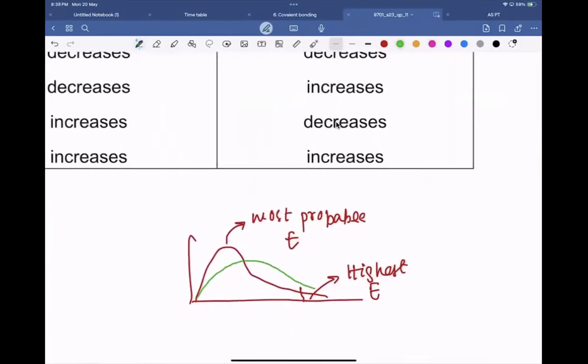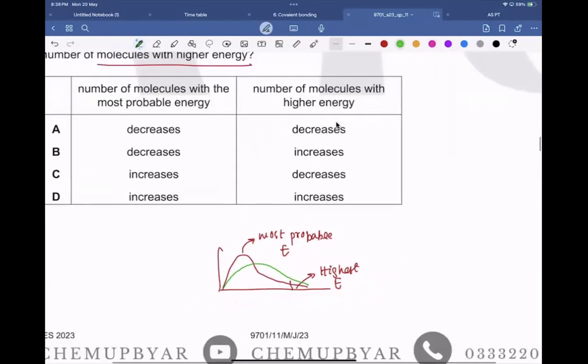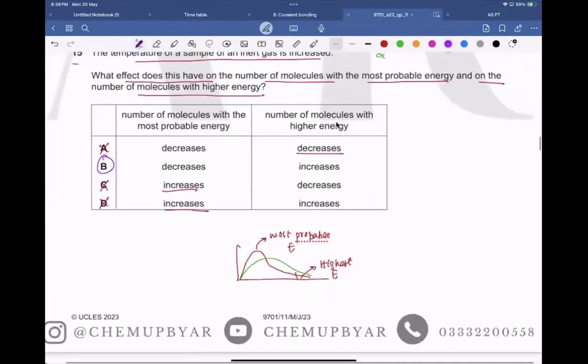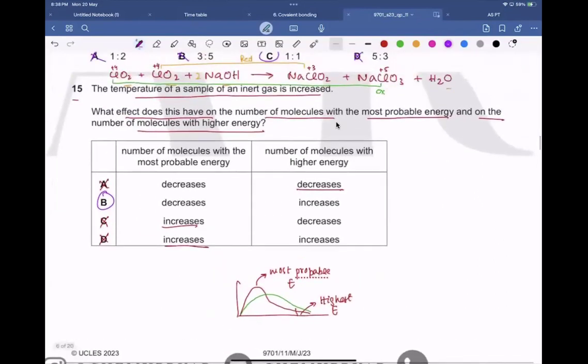It goes like this. So see what happens at most probable energy: the number of molecules is decreasing at most probable energy. So it means C and D are going to be the wrong answers, right? And at highest energy, the number of particles is increasing. So A is going to be wrong because it says it decreases, and these two say it increases. So we are left with only B. So B is our correct answer. Is this clear?